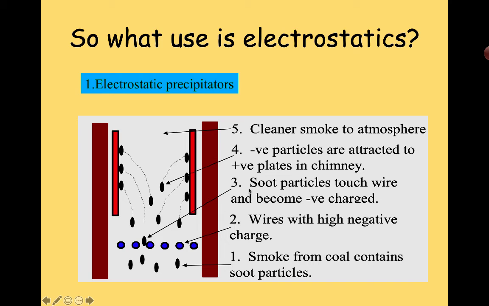So soot particles touch the wire and become negatively charged. The plates at the top of the chimney are positively charged, and the negatives, therefore, these soot particles here, get attracted to the positive. Therefore, we've got cleaner smoke which can be emitted to the atmosphere with fewer smoke particles. So that's one way of protecting the environment.